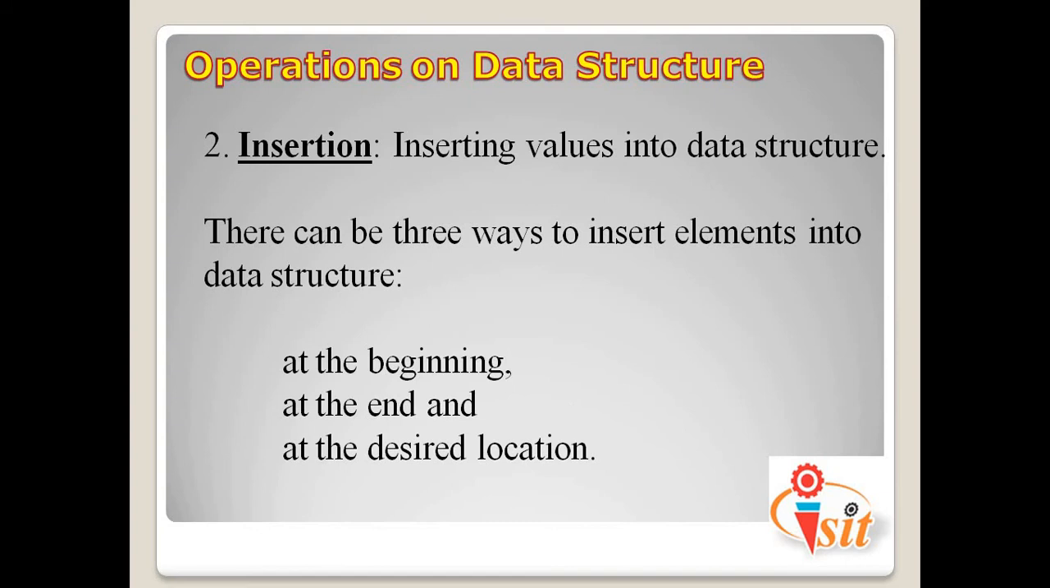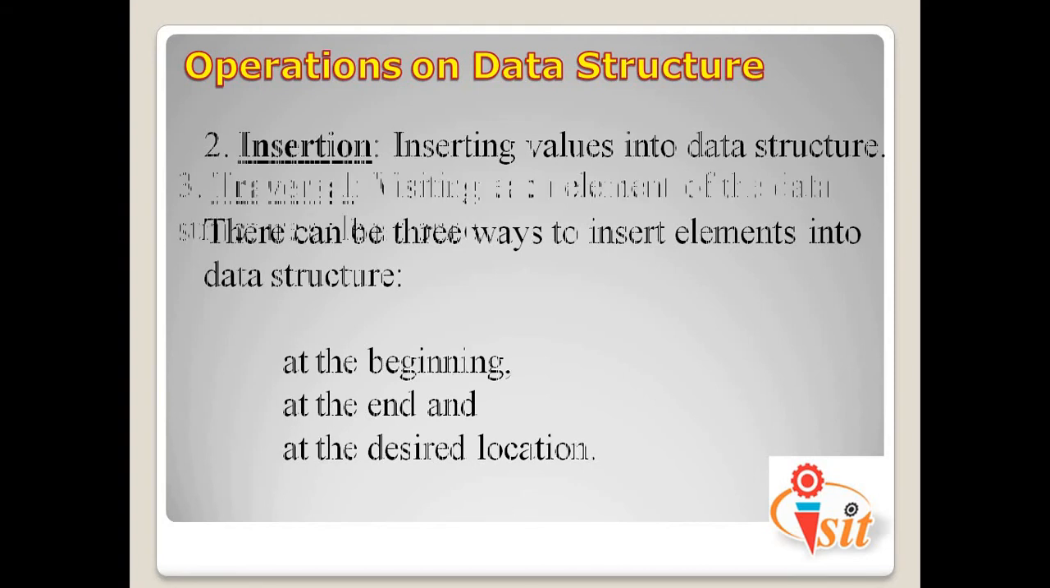Now considering the second one, that is the insertion. Insertion means whatever data structure we have previously created, here we can insert the data into the data structure. If you want to insert the data inside a list, there are 3 ways. One is at the beginning we can insert the data, at the end we can insert the data, or at the desired location we can insert the data. So this is the second operation we can perform on the data structure.